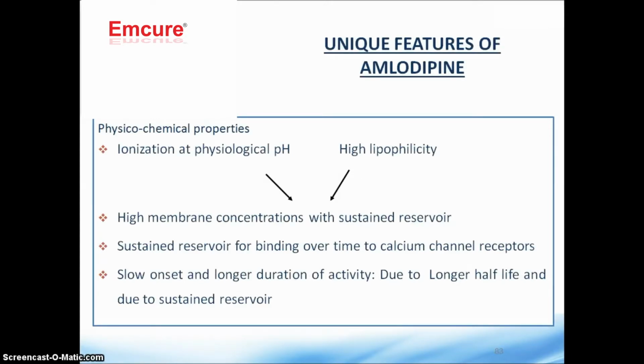So what are the unique features of amlodipine? We are going to talk first about its physiochemical properties. It ionizes at physiological pH. It has a high lipophilicity, which causes an increase in the membrane concentrations, which leads to a sustained reservoir of amlodipine in your body, a sustained reservoir for binding over time to calcium channel receptors. So due to the longer half-life and the sustained reservoir, there is a slow onset and longer duration of activity, which means a slow onset and longer duration of fall in the blood pressure or maintenance of the blood pressure. So these are the unique features of amlodipine.